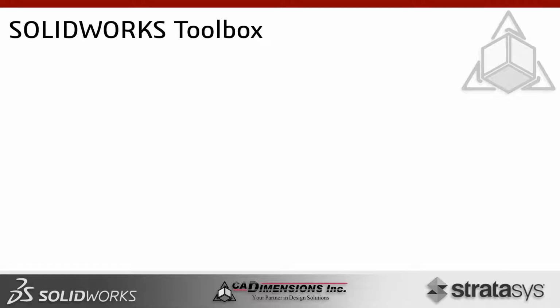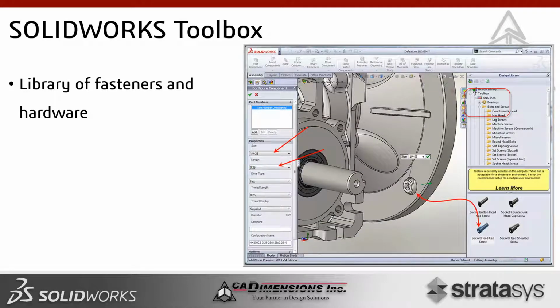Now let's talk about Toolbox. Toolbox is really exactly what it sounds like. It's a library of fasteners and hardware. It lives over in the task pane, and you can bring in an entire fastener library. There are actually over 1 million components.